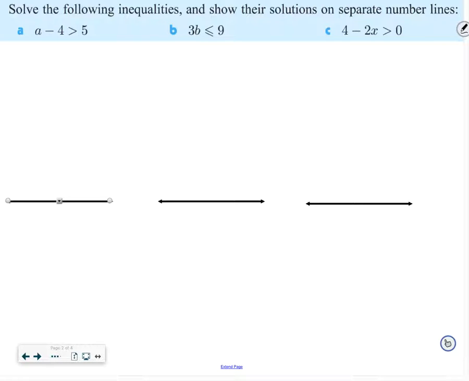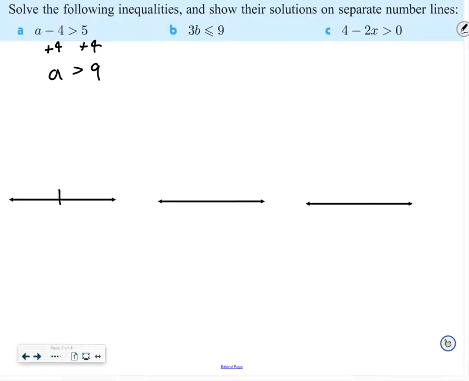With inequalities, we always have to remember that the solution typically is a whole solution set, so we don't just have one number. A lot of times we're going to show our solutions on a number line and show that it's a vast number of answers actually. In part A here, we'll solve for A. I'm going to add 4 to both sides, and I get A is greater than 9.